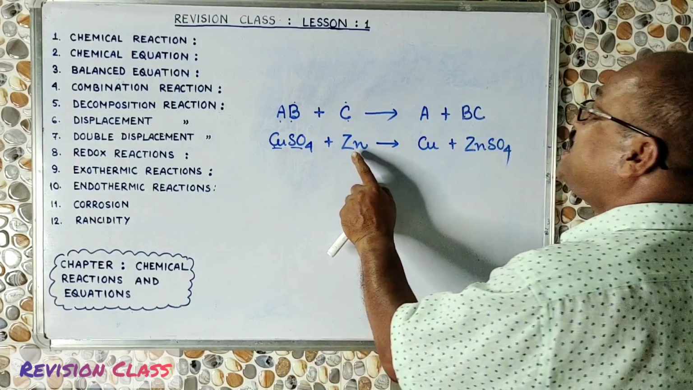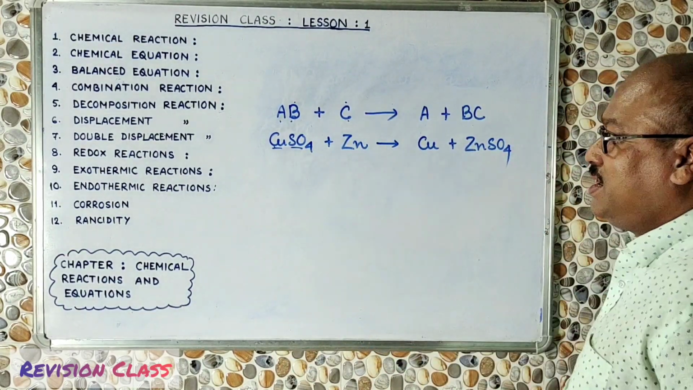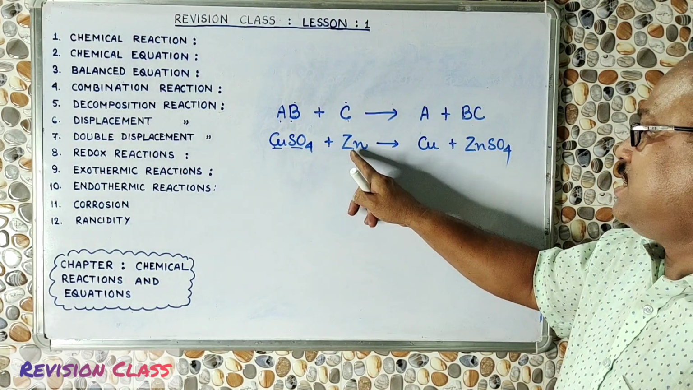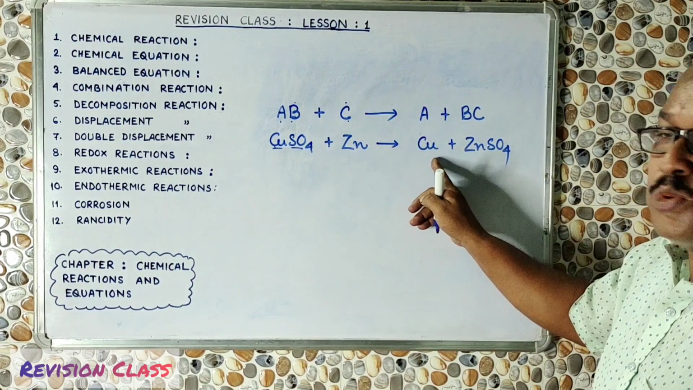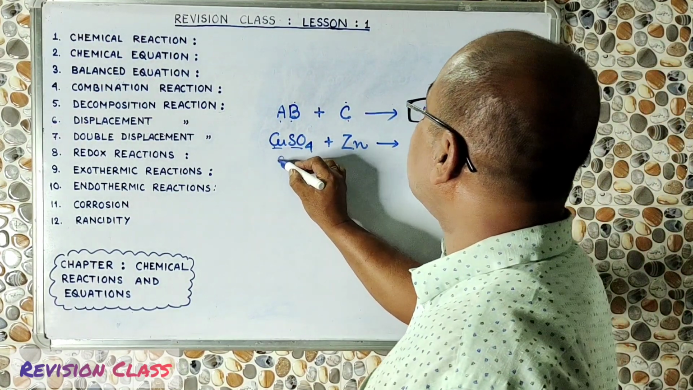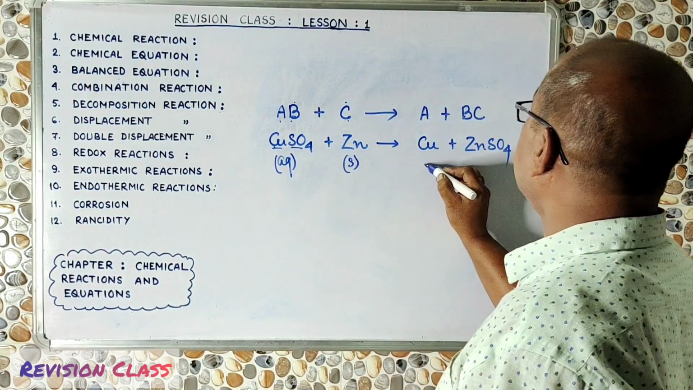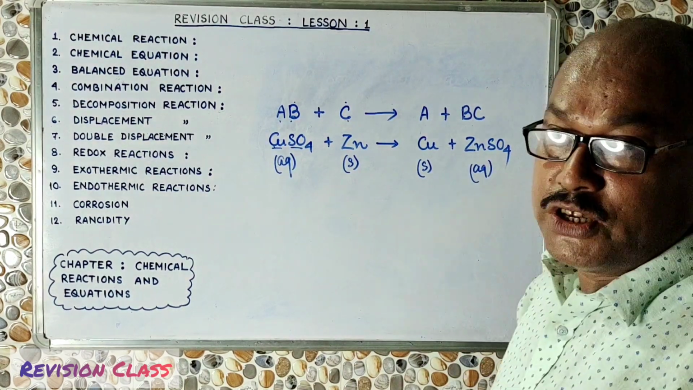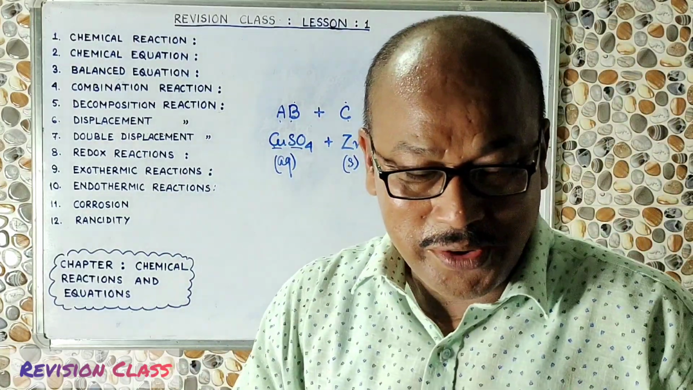We have seen here that zinc metal has displaced the sulfate from copper sulfate. Zinc has displaced sulfate from copper sulfate, and as a result zinc and sulfate have combined together to produce zinc sulfate, and copper is reduced. Remember, this copper sulfate should be in aqueous condition. This is solid zinc. This is also solid copper, and that will be produced as aqueous zinc sulfate. This type of chemical reaction is called a displacement reaction.